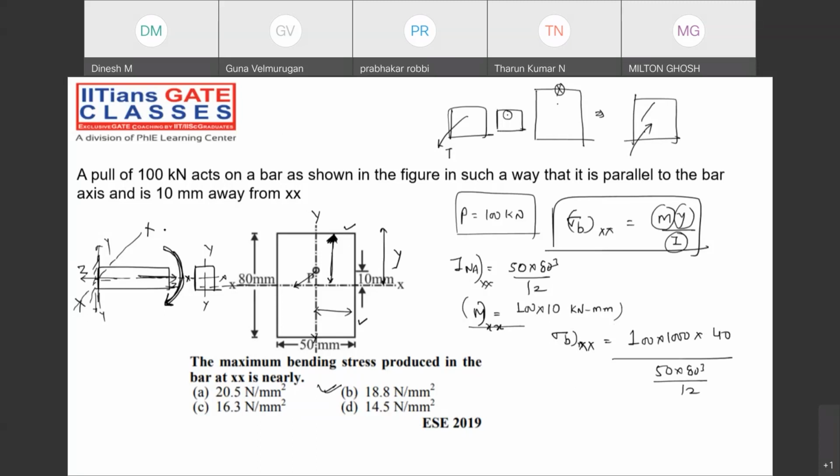Now, some of you might be thinking, sir, why not this distance? See, whenever the bending happens about the y-axis, then you take the y from the y-axis only. So whenever in the formula you are calculating about the x-axis, please write y. Y is showing the distance from the x-axis directly. That is the meaning of this.